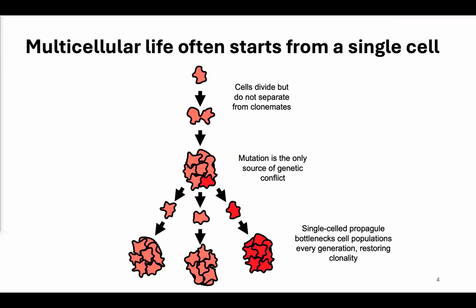And any sort of conflict or cheaters, any sort of genetic conflict that can arise in this organism, is from mutation within the organism and not external joining of other cells. So what the single cell bottleneck here does, the egg, is that if you have a mutant bad egg, it gets chucked out of development because it's poor.